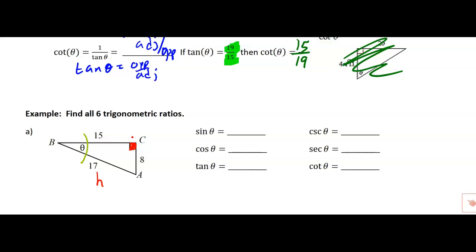Which side would be adjacent then? Which side is next to that angle measure? Okay, so there is my adjacent side, and that leaves 8 as my side that is not connected to the angle, so that side over there is the opposite side. If you want to use a single letter, that's fine. Okay, what is sine? Sine is opposite over hypotenuse.